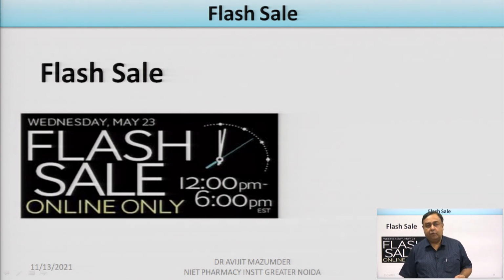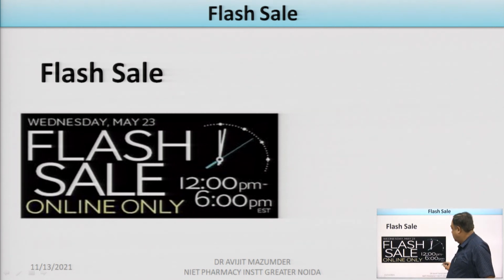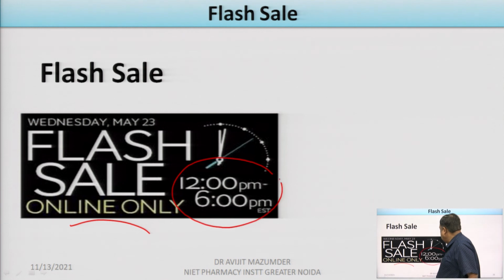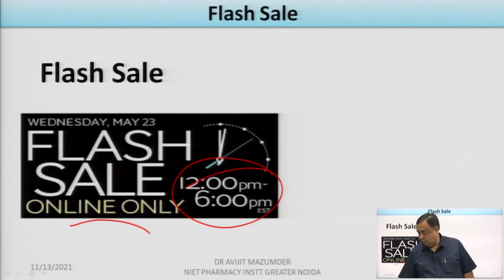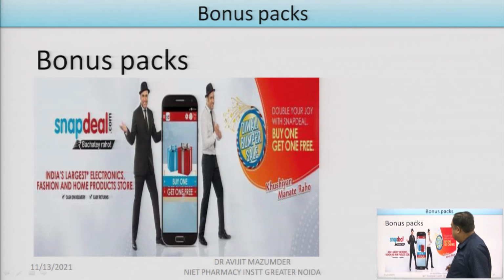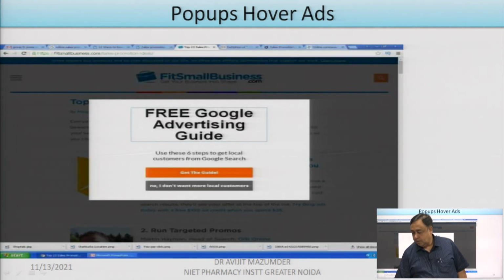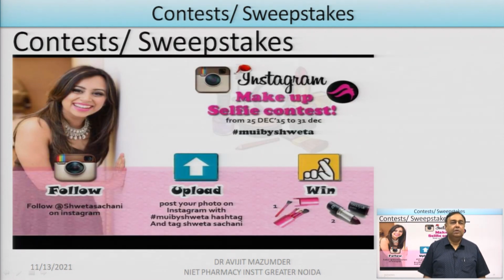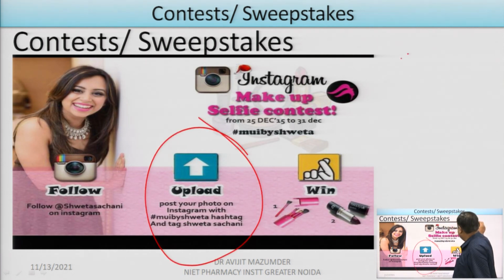This is another approach for flash sales. They are providing a time bar. They are giving it online only, from 12 p.m. to 6 p.m. This is the bonus pack, which is offered again by Snapdeal. These are the pop-up hover ads which we commonly come across. Lastly, we are coming across the various contests and sweepstakes. Again, it is an online process where they have to upload it online.